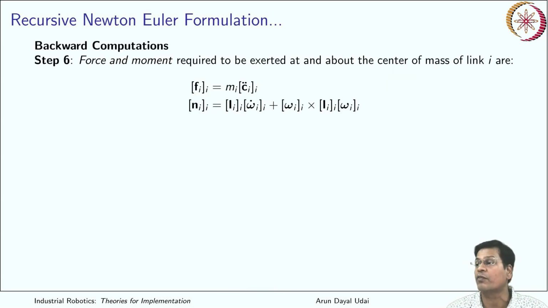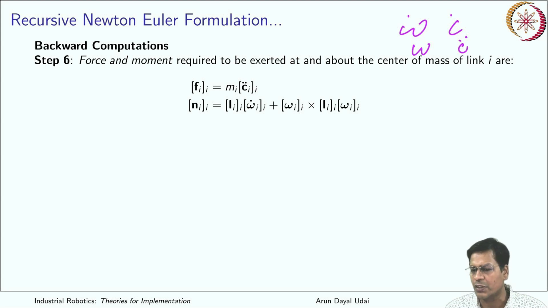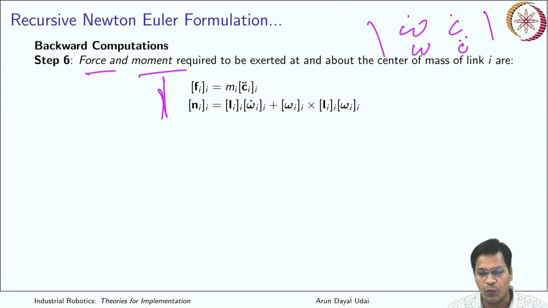Now we'll use backward computation. Now that I know all the angular velocities, linear velocities and accelerations, you know omega, omega dot, c dot, and c double dot also. So you have all the velocities and accelerations in hand from the forward computation for all the links. Now you use these to calculate the forces and moments. Force is nothing but m i c i double dot, mass into acceleration. Similarly, the moment will be this term. This is an additional term, the gyroscopic moment that is going to come, so that is also considered here.